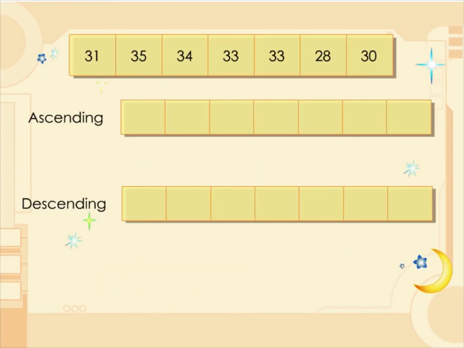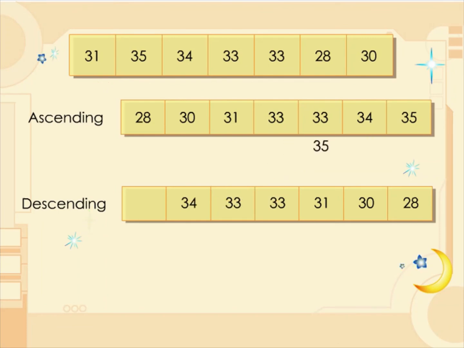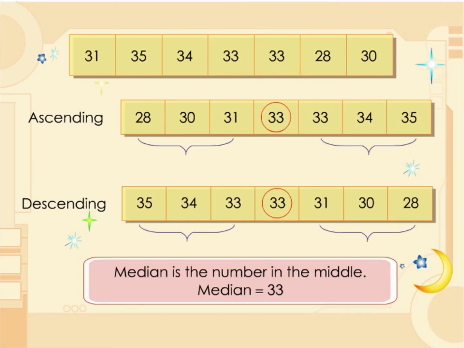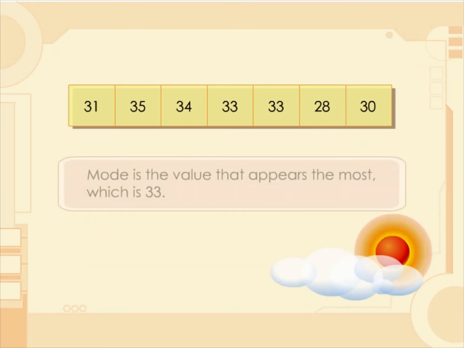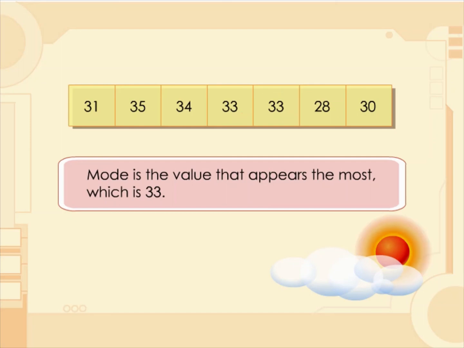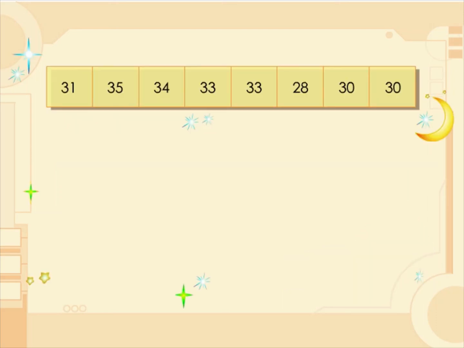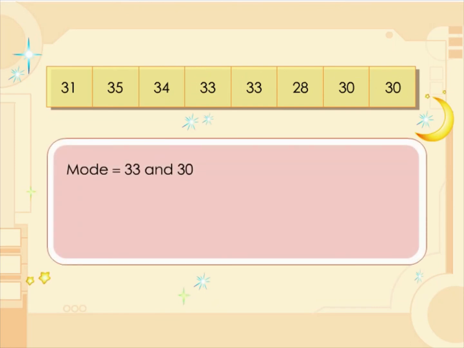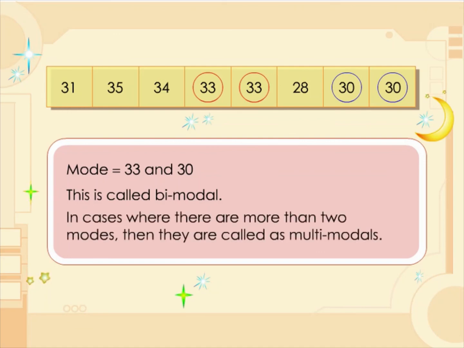The second measure is the median. To find the median, we need to first rearrange the data according to either ascending order or descending order. Median is the number in the middle. We determine the mode by looking for a value or values that appear the most in the data. Note that it is best if we also look at the ascending or descending order to find the mode, because mode can be seen from the arrangement. Notice there are situations when we have two modes. This is called bimodal. In case there are more than two modes, they are called multimodal.